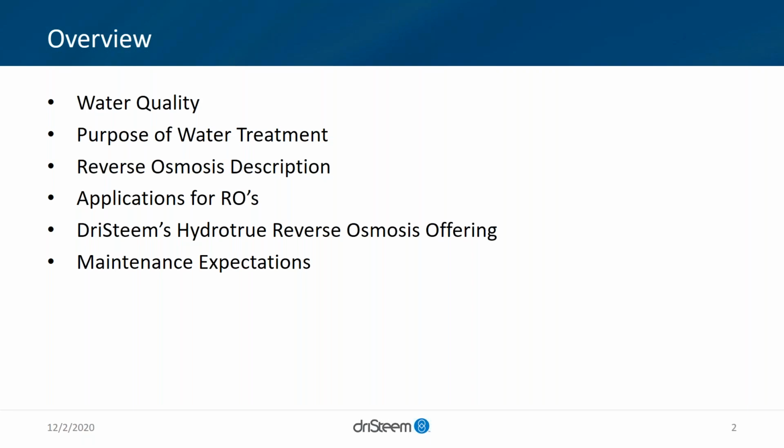Then we'll go over a reverse osmosis description. By no means are we going to go super in depth on this one from a design perspective. This is a high level overview to understand where it's used, how it's used, and some top level descriptors in reverse osmosis. There's plenty of content out there. The technology's been around and commercialized at least since the 70s. So plenty to talk about.